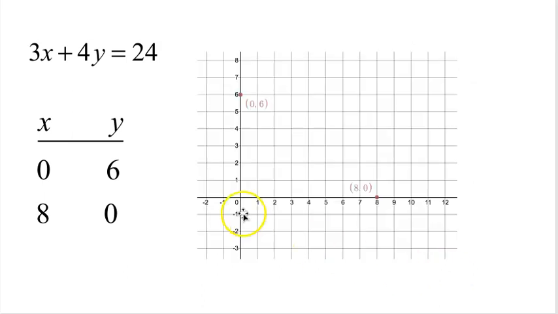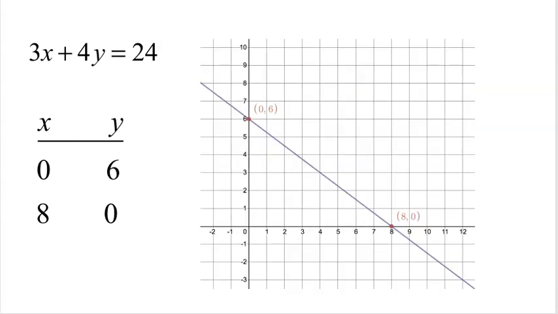X is 0, y is 6 would be here. 1, 2, 3, 4, 5, 6. X is 8, y is 0, 8 on the x-axis, 0 on the y-axis. So connecting those two, we'll get the graph of our line. And you'll see that it looks like that. In terms of our slope, in case you're interested, down 3 over 4. So slope is negative 3/4, but that's not really necessary. You know the y-intercept is 6, that's where it crosses the y-axis. But with the two intercepts, we're able to go ahead and get our graph in fairly straightforward fashion.